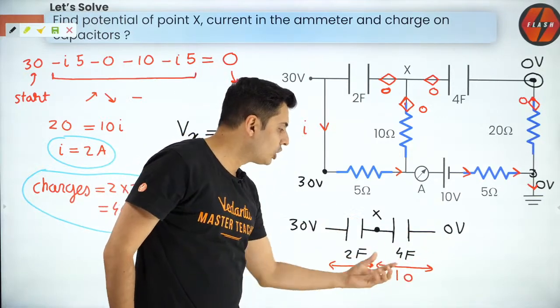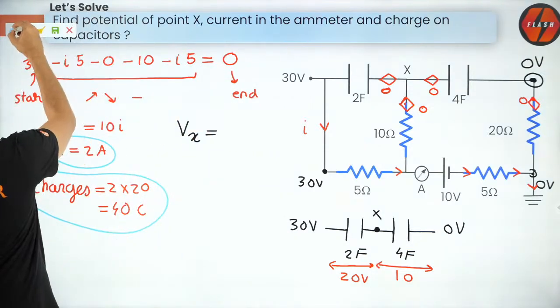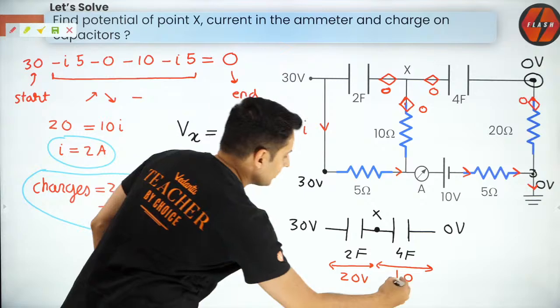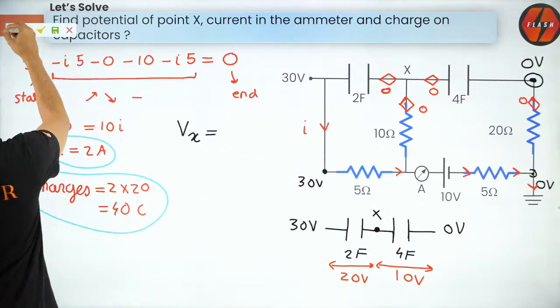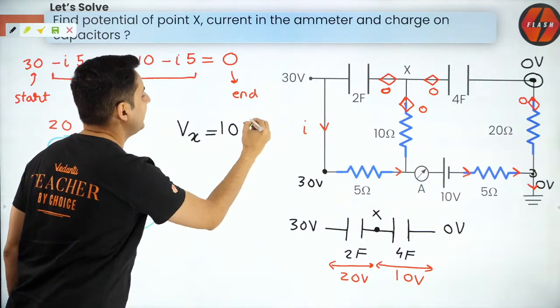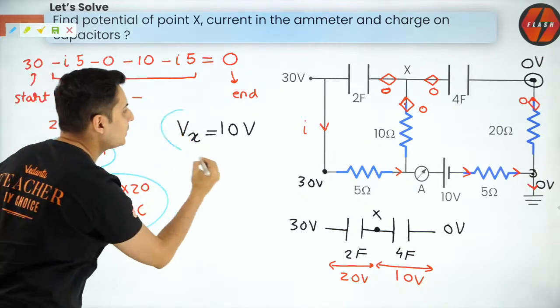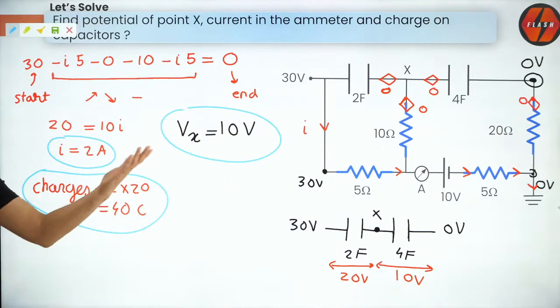This is 0. The drop across 4 farad is 10 volts. Come on, think about it. This is 10 volts, remember? All right, come on. Yes, it should be 10 volts. Excellent, guys. See, you guys solved it with me. Very good. That's why you should keep coming here, because then you will get confidence.